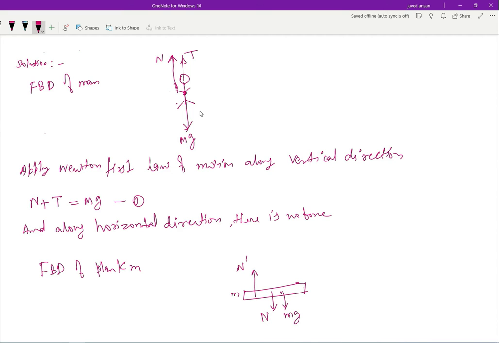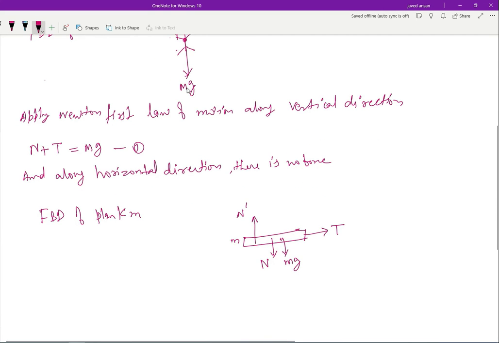And there is a tension here, T. The string is pulling towards right with T. Now tell me in which direction the friction force will apply. Just remember, forget all these forces, just remember the horizontal forces. So the horizontal force is T, which is working towards right. So because of this force, the plank has a tendency to move towards right.